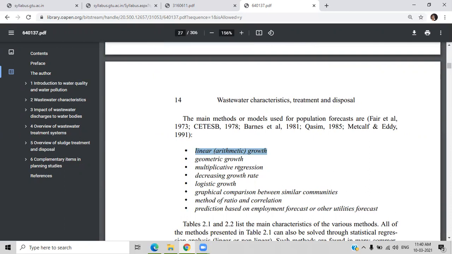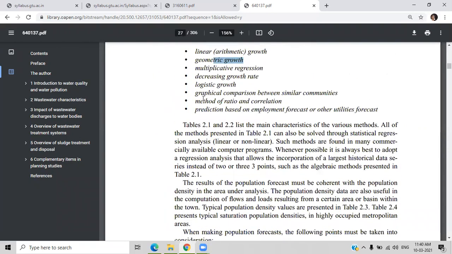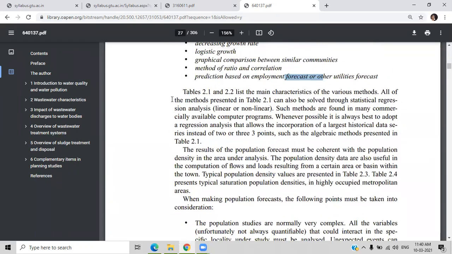If you are using an Atul book, this is called arithmetic growth, geometric growth, multiplicative regression, decreasing growth rate, logistic, graphical comparison between similar communities, method of ratio and correlation, and the prediction based on employment forecasting and other utility forecasting. So the table shows the main characteristics of the various methods. All the methods presented in the table can also be solved through statistical regression analysis, either linear or non-linear.